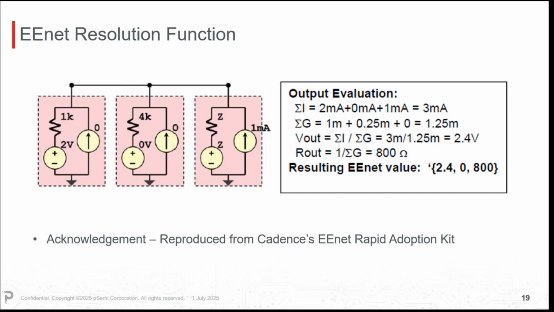And effectively what we can do is formulate the effective sum of the currents or sum of the conductances, work out the output voltages, and so on, and give us this particular resulting EEnet value. This is covered in our rapid adoption kit, if you want to see more details.